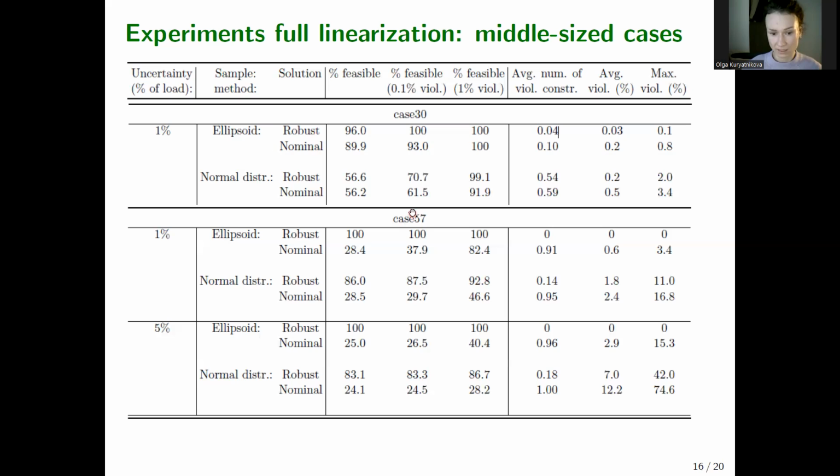If we look at other cases, we still do better than nominal, but we don't do very robust. So we can't go that far. But if we stay within the ellipsoid, we do pretty robust. The problem is, of course, that the size of this ellipsoid basically goes to 0 when the dimension grows.